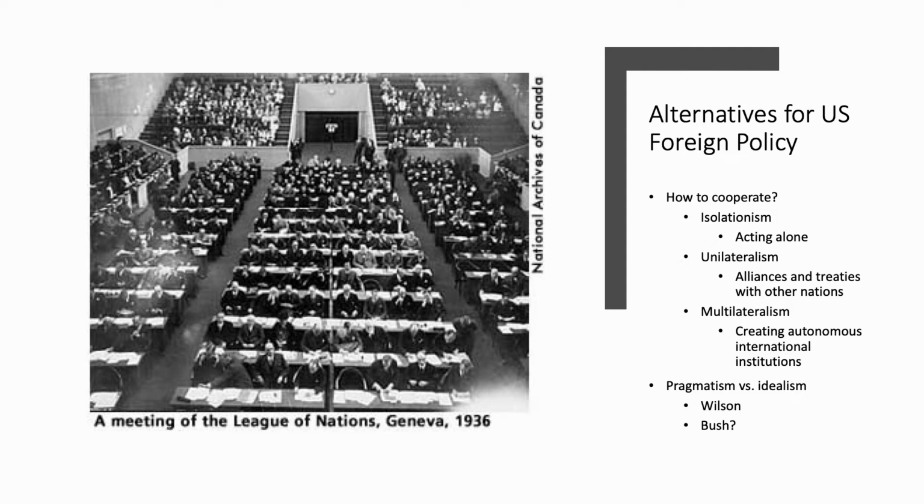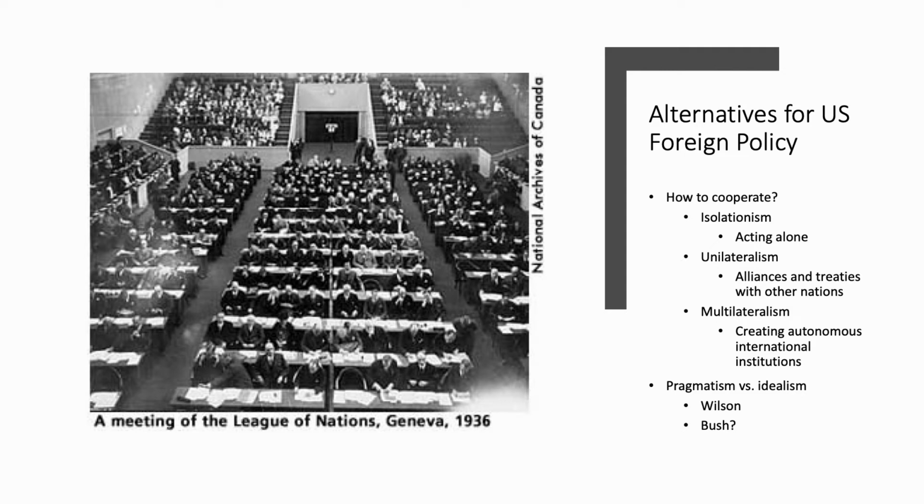Now, let's talk for a bit about what the alternatives are for U.S. foreign policy. We talked a bit about the world of international relations, and so the question is, how should the U.S. develop its own policy with respect to the rest of the world? What should be our basic attitude? Now, there are three alternatives, broadly speaking, three broad approaches: isolationism, unilateralism, and multilateralism.